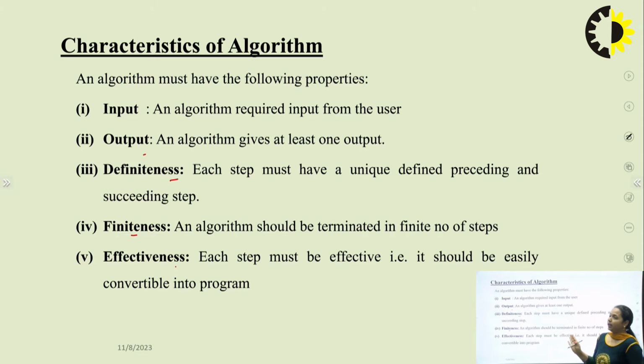So in all, we can say we have 5 characteristics of the algorithm, that is input, output, definiteness, finiteness and effectiveness. And if an algorithm possesses all these 5 properties or characteristics, that means we can say it is a good algorithm.